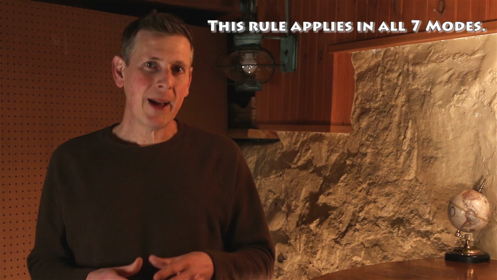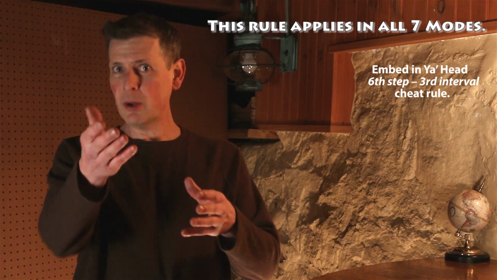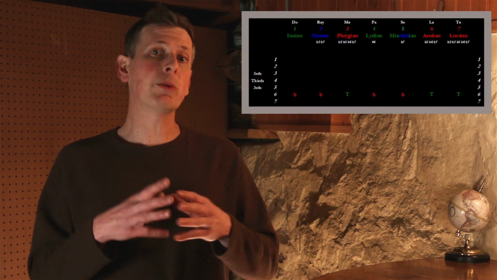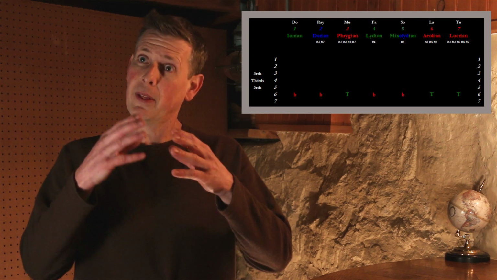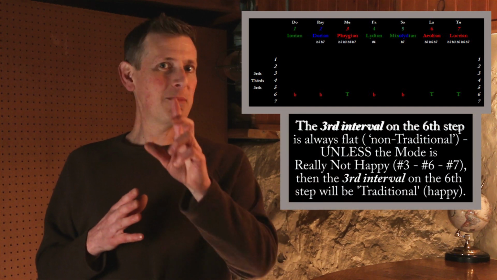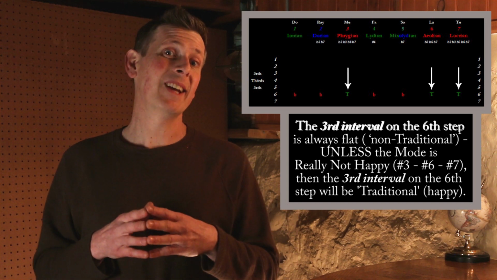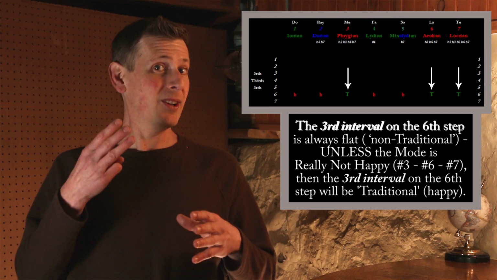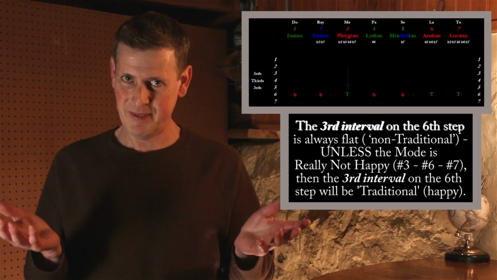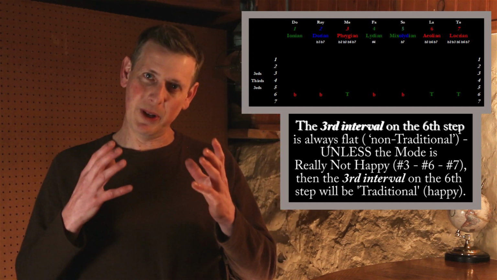There's your answer. The next embed in your head rule applies to the sixth step when you're doing the intervals of third. And the rule is a very simple rule, and it goes exactly like this. When you reach the sixth step of your mode and you are doing your intervals of third, the third will always be flat unless the mode is a really not happy mode. And that would be the 3, 6, and 7. In that case, the interval of third on the sixth step is suddenly happy. It's a very unique concept, but is a way to apply the mode's happiness to an interval relationship.